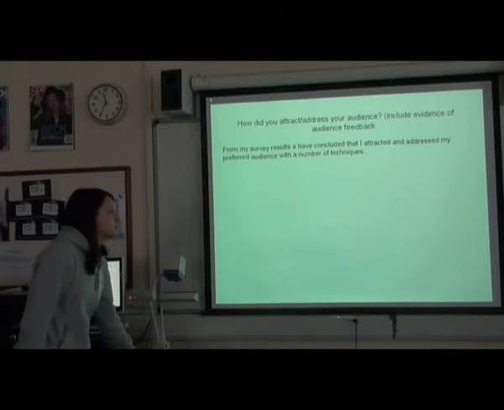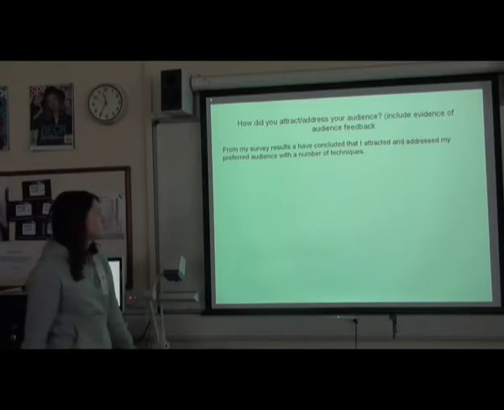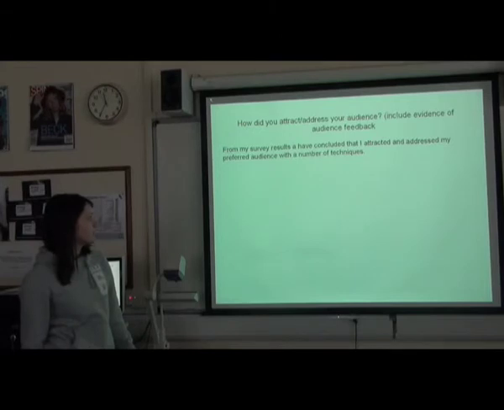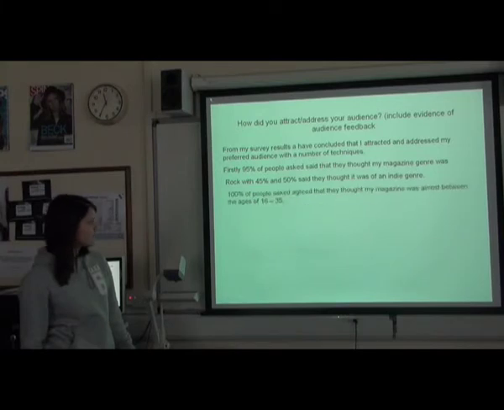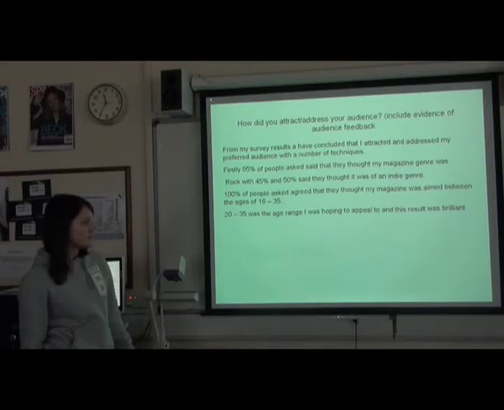How did you attract or address your audience? From my survey results, I concluded that I attracted and addressed my preferred audience with a number of techniques. Firstly, 95% of people asked said that they thought my magazine genre was rock, with 45% saying rock and 50% saying that they thought it was of an indie genre. 100% of people asked agreed that they thought my magazine was aimed at the ages between 16 and 35. 20 to 35 was the age range I was hoping to appeal to, so this result was brilliant.